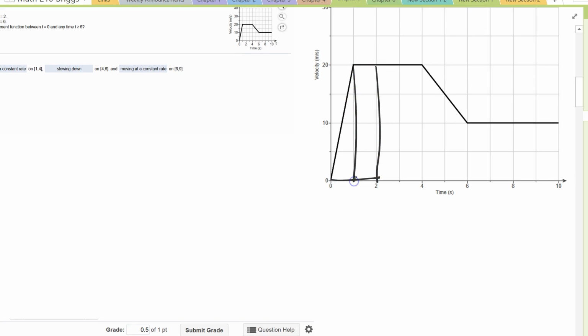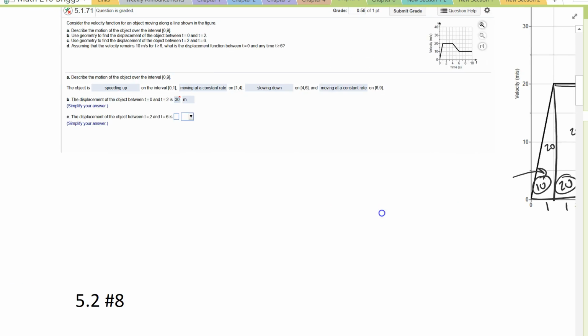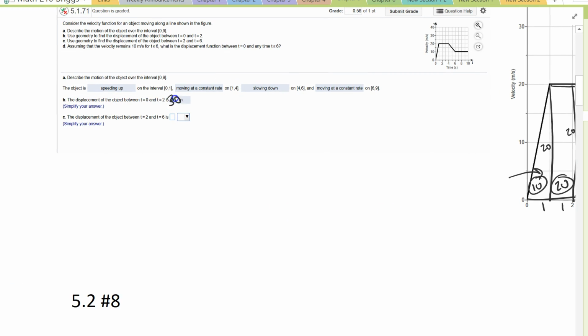And I can break this up as the area of the triangle, which is 1/2 base times height. So this area would be 10. And then the area of the rectangle, which would be base times height. So this would be 20. So we have 10 plus 20, which is 30 here.